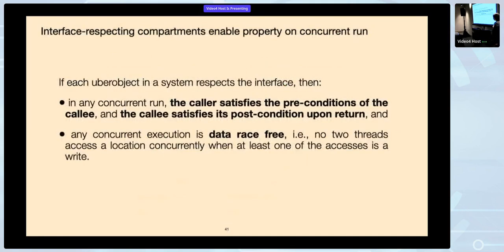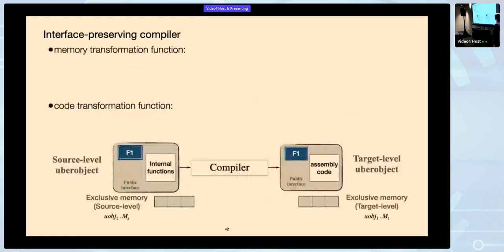Okay. So what we prove is that if you verify each Uber object to be interface respecting, the rely-guarantee property that I showed you in the previous slide, then in any concurrent run, the caller would satisfy the preconditions of the callee, and the callee satisfies the post condition upon return. And we proved this theorem by proving progress and preservation for our abstract semantics. And we also proved that our concurrent execution is data race free, which is kind of straightforward because we have these exclusive memory accesses.